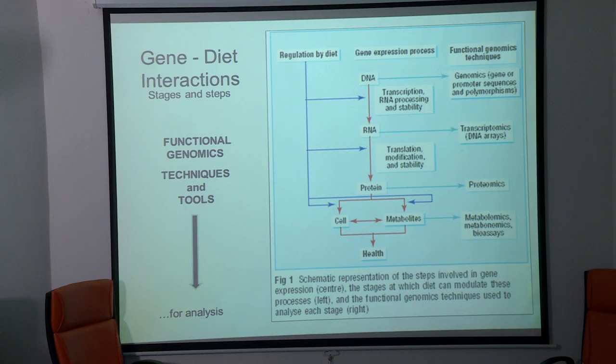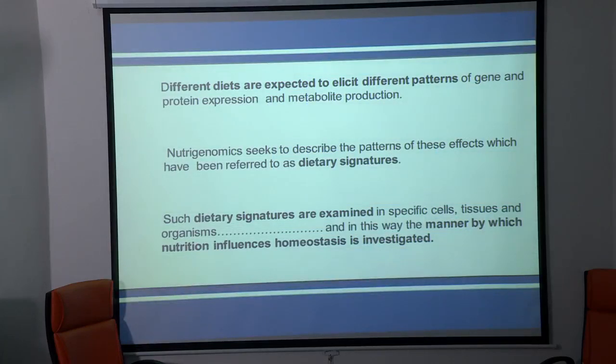Now at which level will you detect the signature? For that level, the techniques are already in play. They are already highly advanced, and you can use those techniques now to very accurately and very sensitively monitor the changes. So different diets are expected to elicit different patterns of gene expression and protein expression and metabolite profile. And nutrigenomics, its job is to identify those patterns which have been referred to as dietary signals. And these dietary signals are examined in the cell or the tissue or the organisms, and in this way the nutrition influences the complete cell homeostasis. This is what we need to investigate, right?